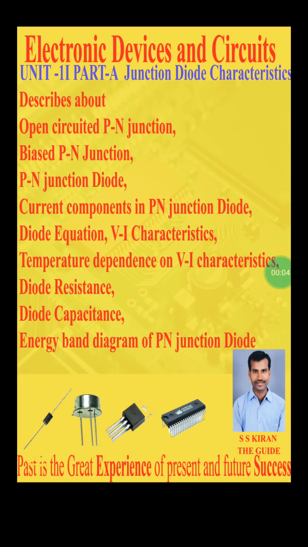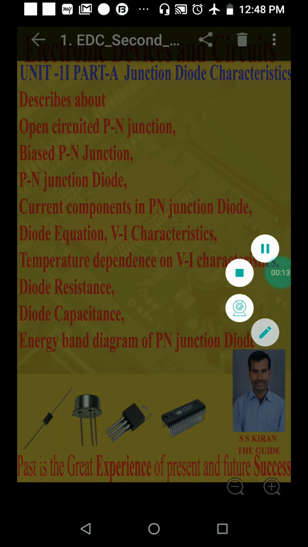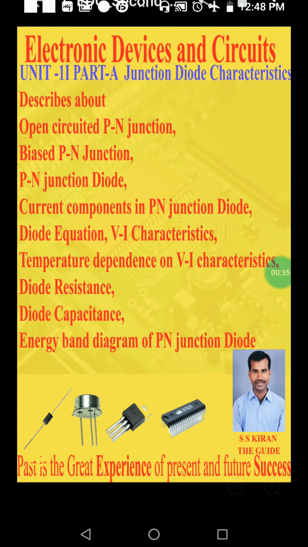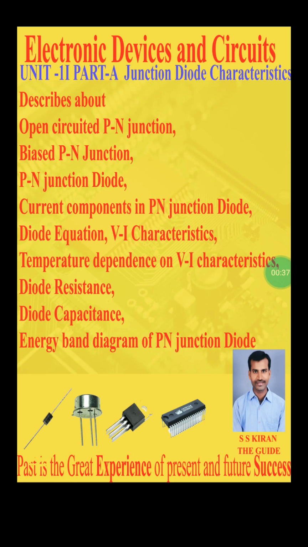I would like to discuss junction diode characteristics. The subject name is Electronic Devices and Circuits. In the previous video, I discussed the theory of the PN junction diode, the energy band diagram of the PN junction diode, the open-circuited PN junction diode, and the biased PN junction diode. Now in this video, I will discuss the current components in a PN junction diode, the diode current equation, and the VI characteristics of the PN junction diode.